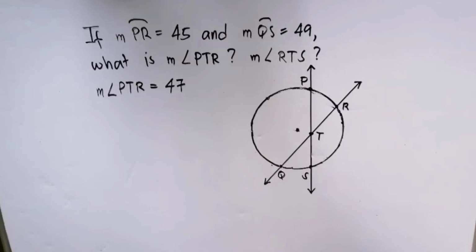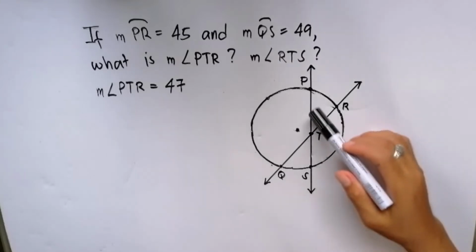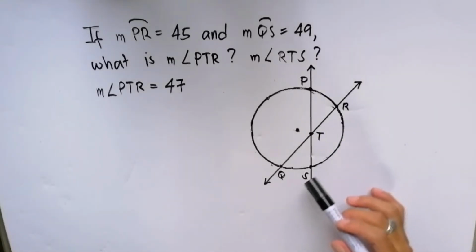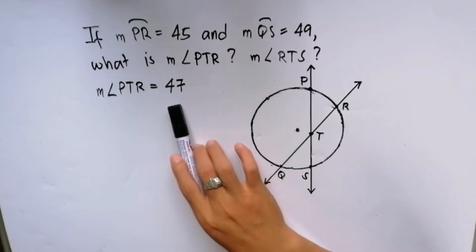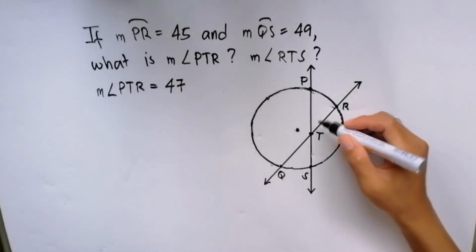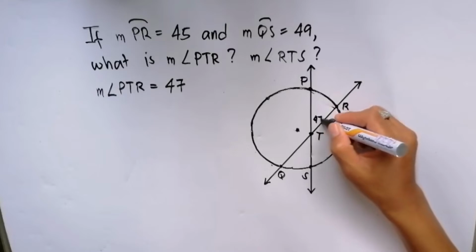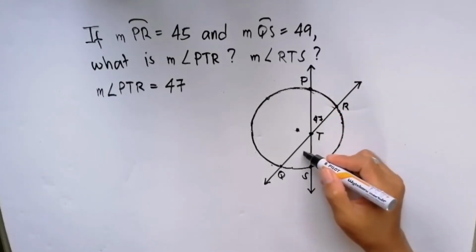How about the measure of angle RTS? Since PTR is vertical angle to QTS and the measure of PTR is 47, this one is 47. So this is also 47.